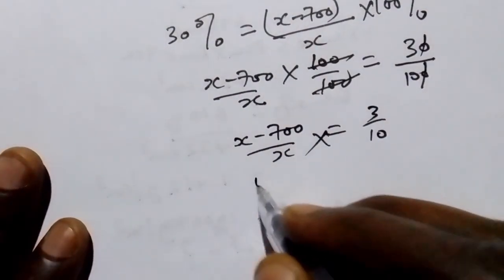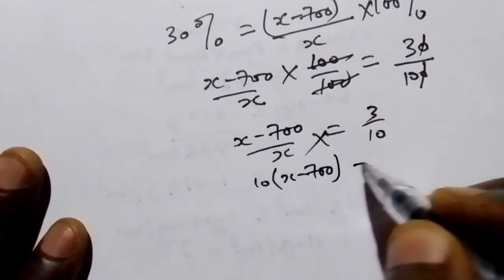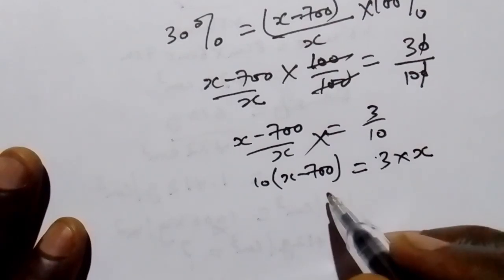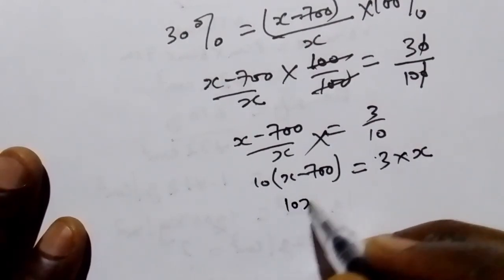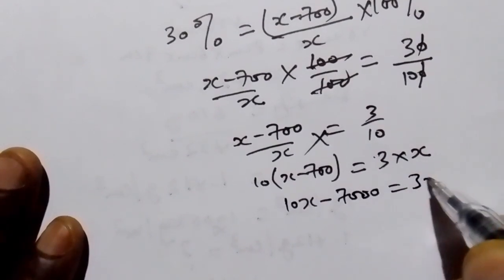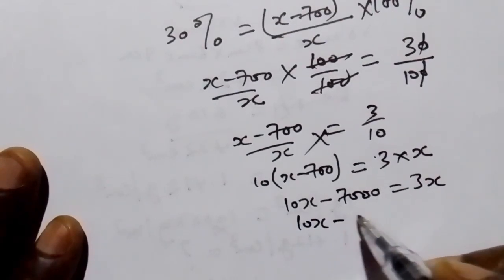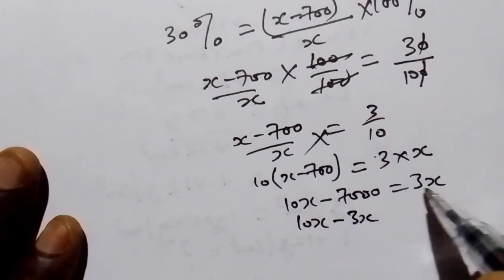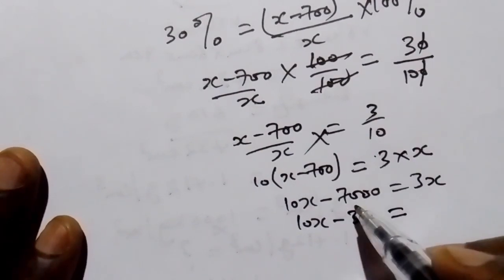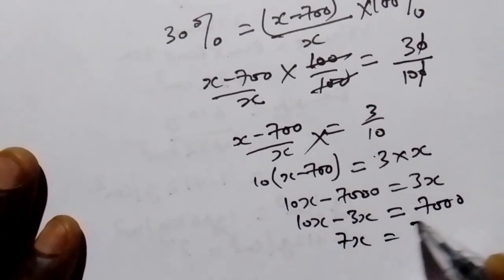So when we cross multiply, this is 10 into X minus 700 is equal to 3 times X. 10 times X is 10X minus 700 times 10 is 7000, is equal to 3X. We can bring this other side: 10X minus 3X. When we bring positive 3X to the other side, it becomes negative 3X. We bring negative 7000 to the other side, it becomes positive 7000. 7X is equal to 7000.